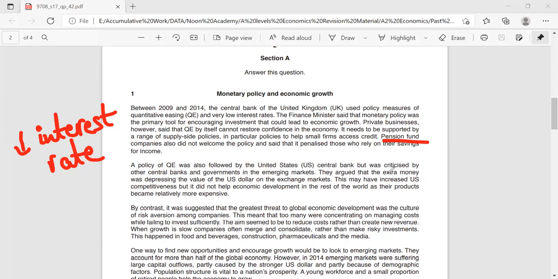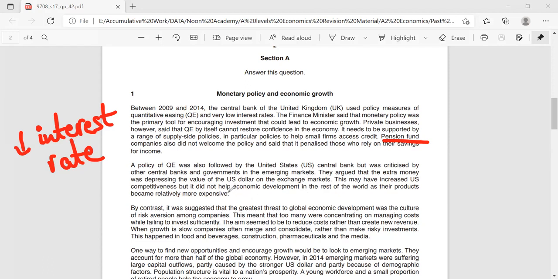Because they said that the extra money was depressing the value of US dollars on exchange markets. Like, the US exchange rate was getting weaker. This may have increased US competitiveness, but it did not help economic development in the rest of the world as their products became relatively more expensive, right? So what this is saying is that when the supply of US dollars increases, we know, right?